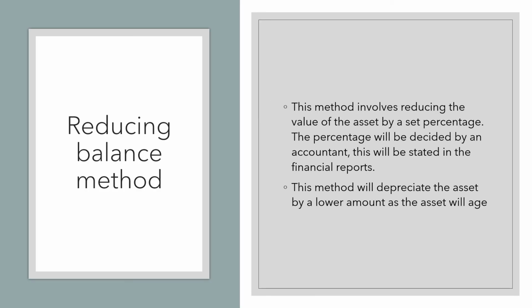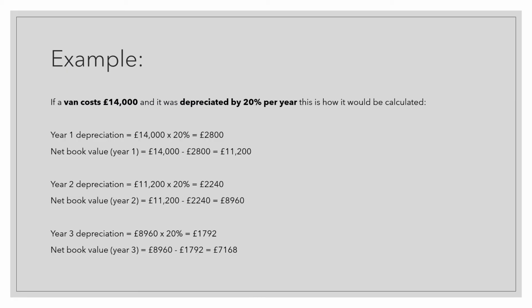The second method is the reducing balance method. This method involves reducing the value of the asset by a set percentage. The percentage will be decided by an accountant and this will be stated in the financial reports. This method will depreciate the asset by a lower amount as the asset ages.